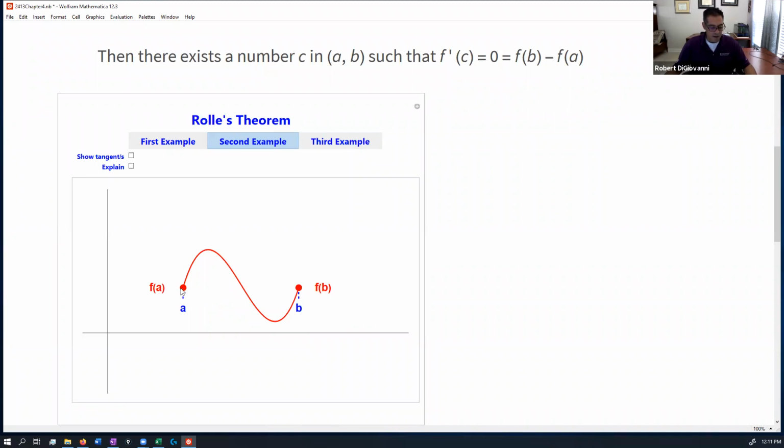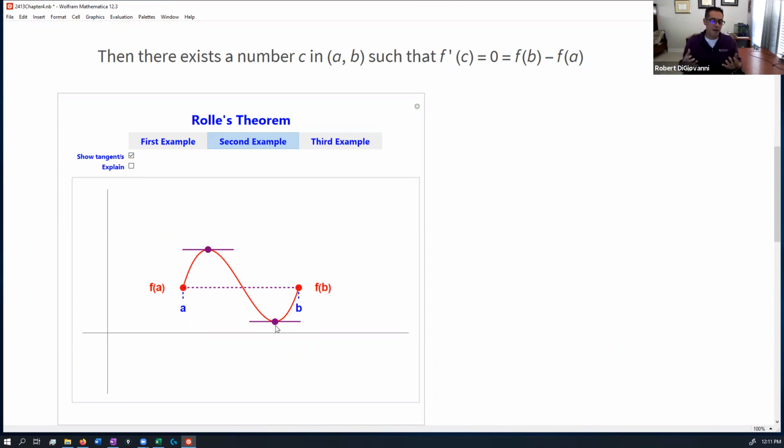So if I were to connect these two endpoints with a straight line, the slope would be 0. And I should be able to find somewhere on the curve where the slope of the tangent line is also 0. And in this example, there are actually two places where it happens. Here, we have a slope that's flat. Here, we have a slope that's flat.